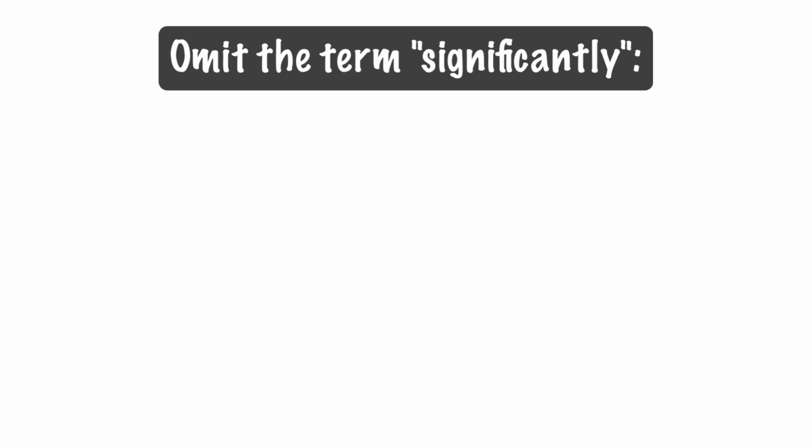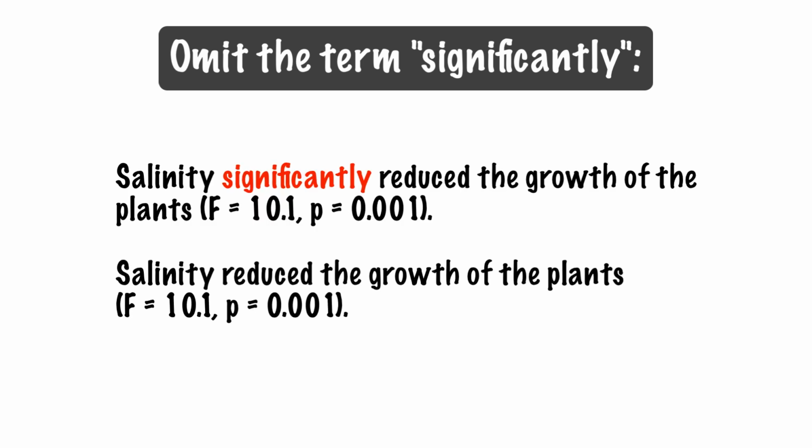You can also omit the term "significantly." An effect is either significant or not. "Salinity reduced the growth of the plants, F equals 10.1, P equals 0.001." In the second version, the F ratio and P value attest to the significance of the effect.